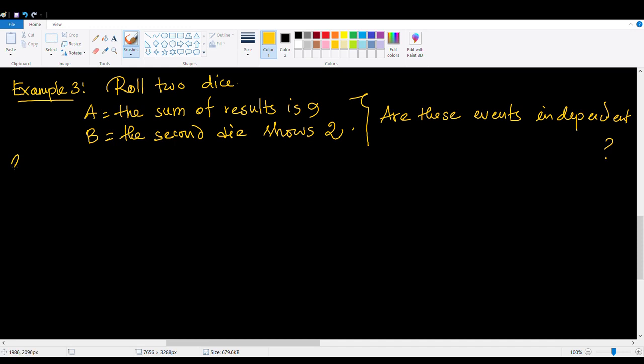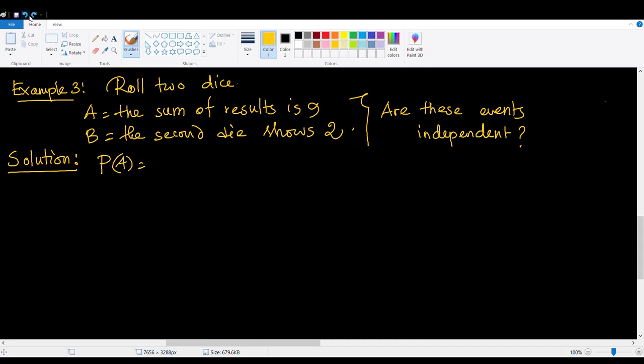So yes, let's start solving this problem. We'll start with evaluating P of A, which means what is the probability that the sum of the results is 9? So for the sum to be 9, if we start with 1 from the first die, the second result has to be 8, which is not possible. So 2, 7 is also not possible. Therefore, we'll start with 3, 6.